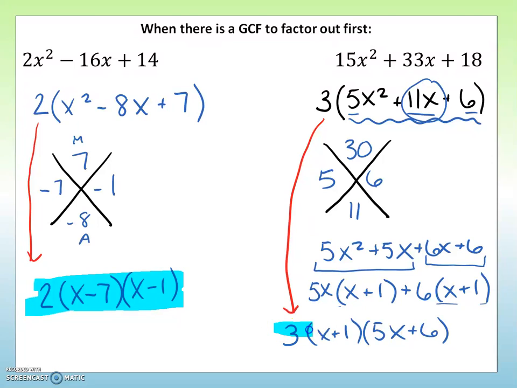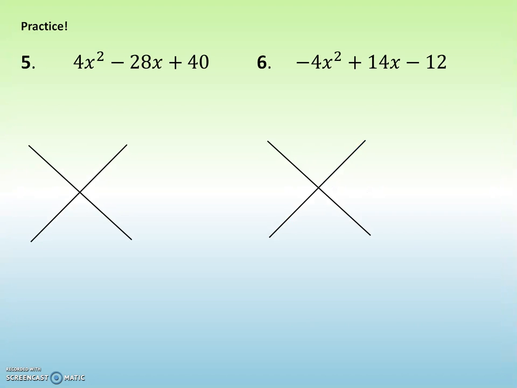If we were to multiply all of these out, it would bring us right back to our original polynomial, and that's how we could check our work. All right, so go ahead and try numbers 5 and 6 on your own.